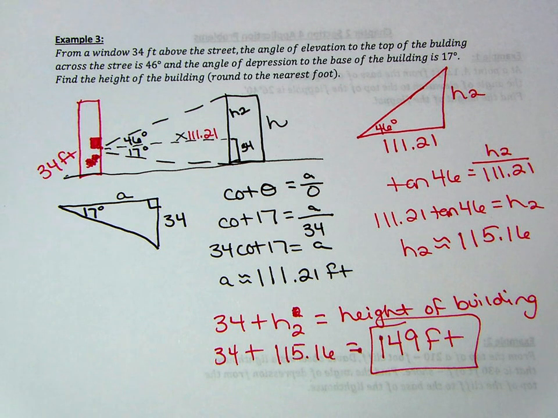And like I said, this one's about as complicated as they get. I do know you have one of these on your homework. I think it was like the window was 30 feet off the ground instead of 34 feet off the ground. But it's a very similar process. Are there questions on this one? Okay, no questions. Let's move on to the last one.